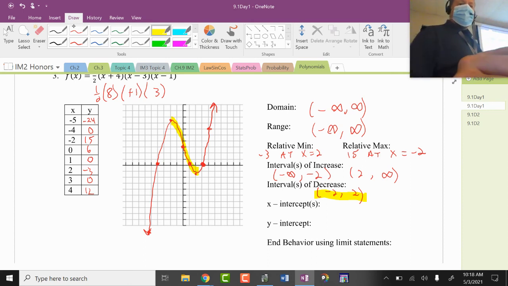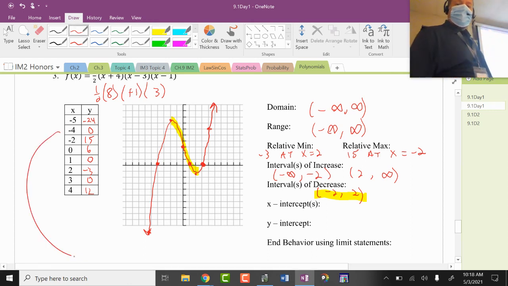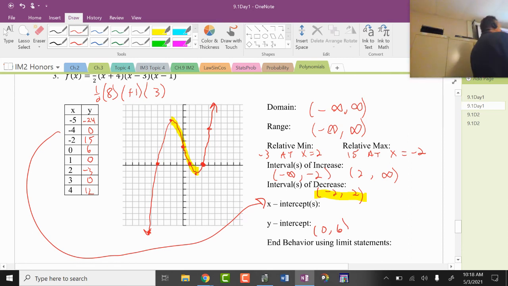Luckily, I don't have to write the x-intercepts again. You could just arrow those over here. But the y-intercept, that's also on our chart. That's 0, 6. And then I'm good on the limits because I want to move on to the next stuff.